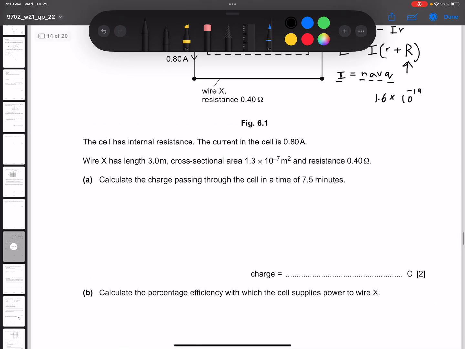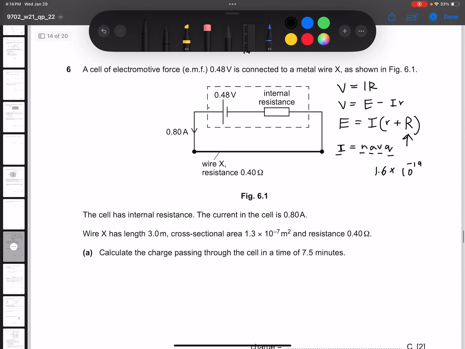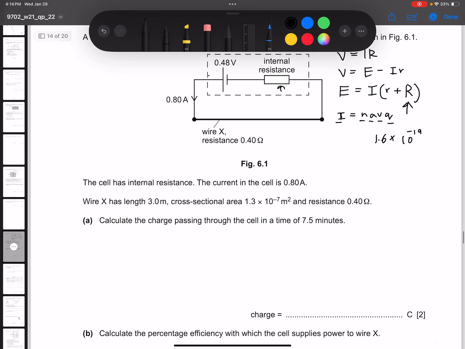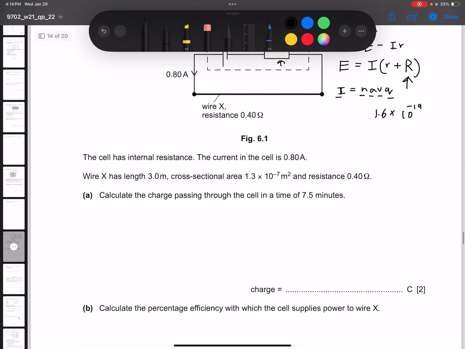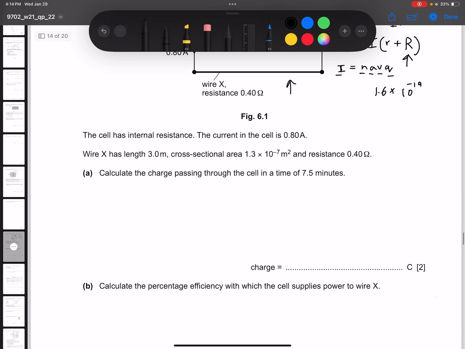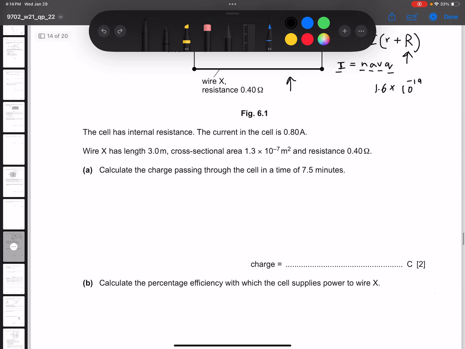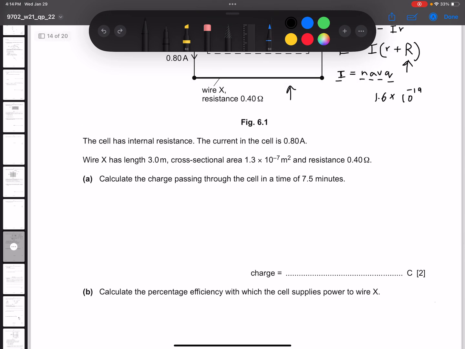The cell has an internal resistance. So this is our cell, and this is the internal resistance. The current in the cell is 0.8 amps. Wire X, which is this wire, has length 3 meters, cross-sectional area 1.3 times 10 to the power minus something, and a resistance. Alright, very cool. Calculate the charge passing through the cell in a time of 7.5 minutes.